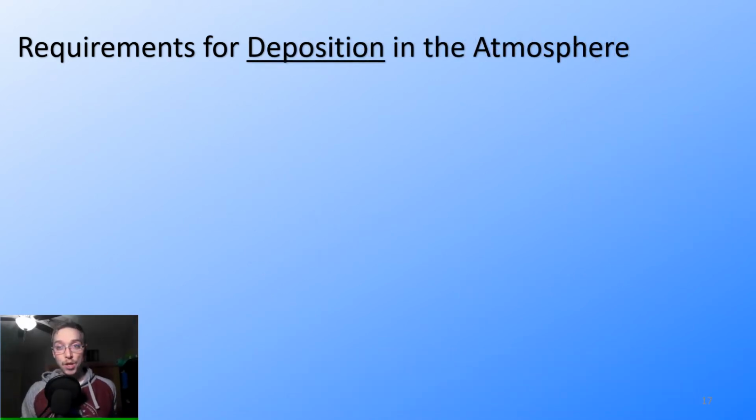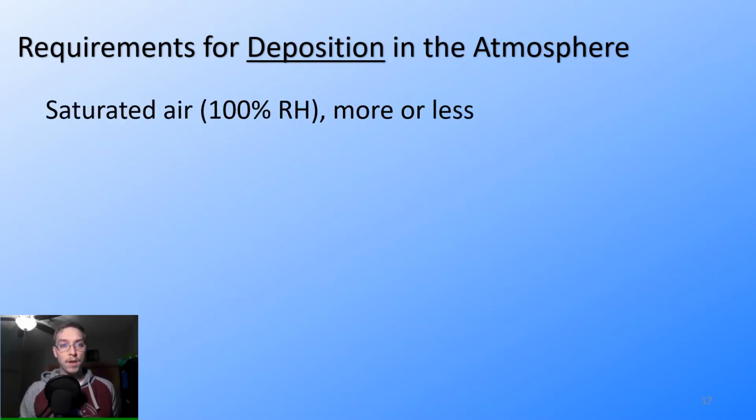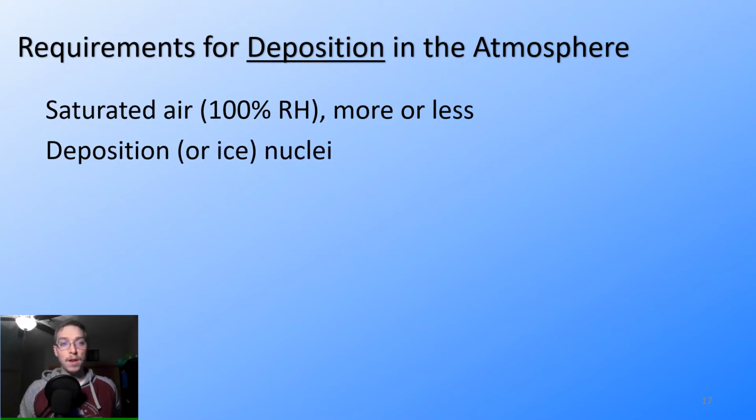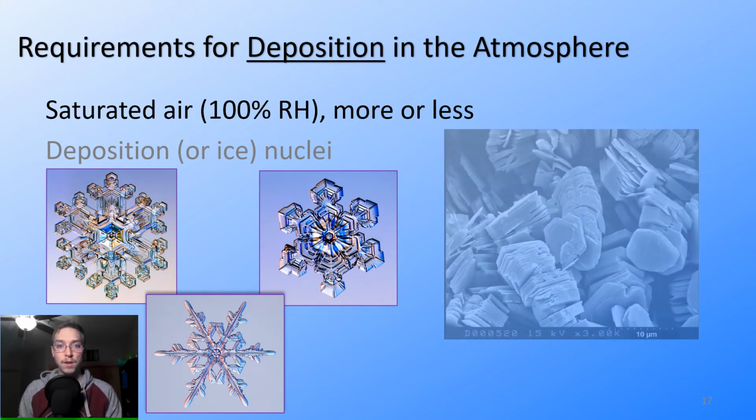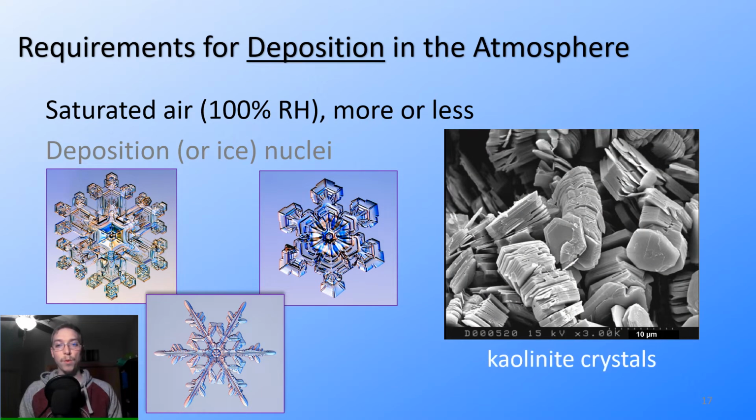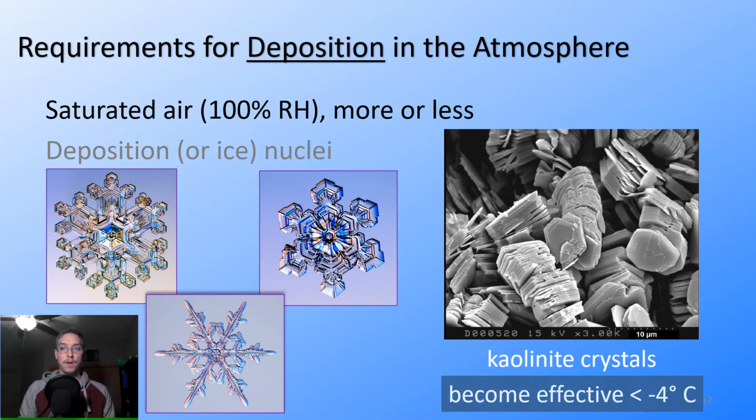Requirements for deposition within our atmosphere: saturated air, so 100% relative humidity, more or less. Deposition again, or ice nuclei. See these beautiful snowflakes here. Or, for example, kaolinite crystals could be another option. And this form of deposition really becomes effective at less than -4 degrees Celsius.